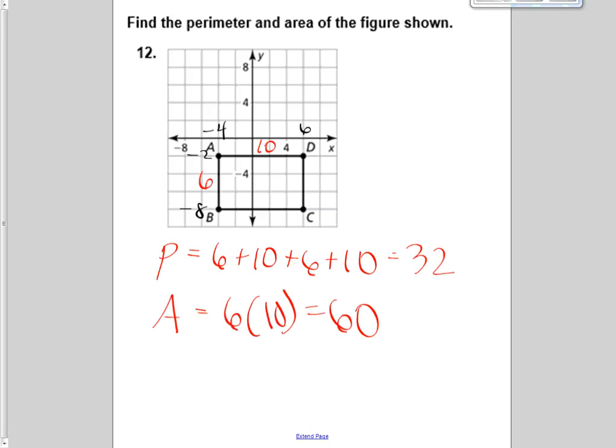A lot of times in the book they put units, like literally the word units. But I don't care. If I don't give you units, you don't have to give me units. So these answers are good. Now, if I said it was feet or something out here, you have to say square feet for the area.